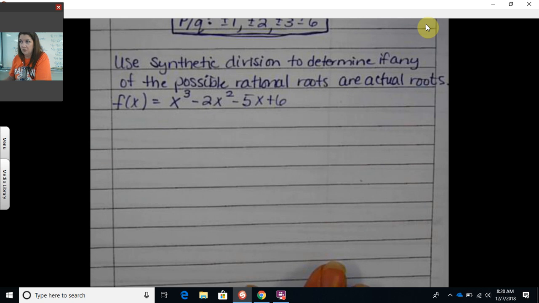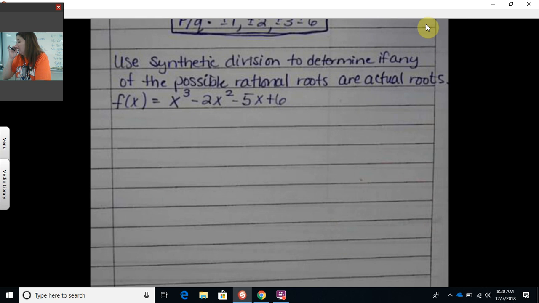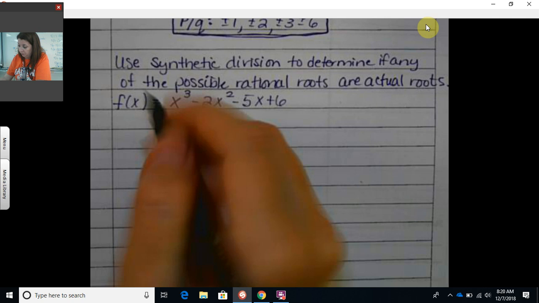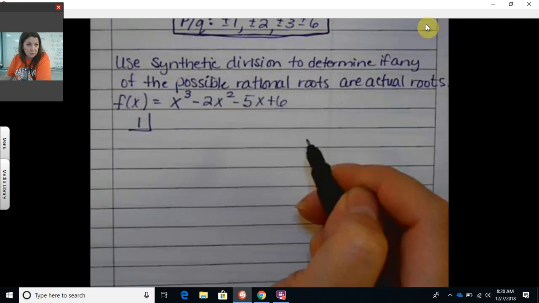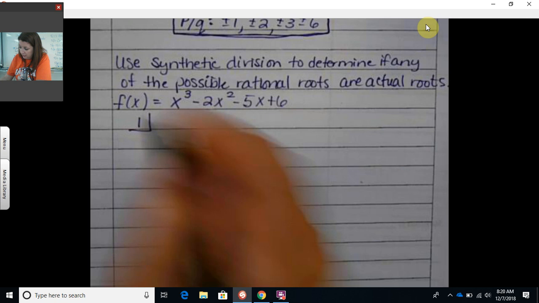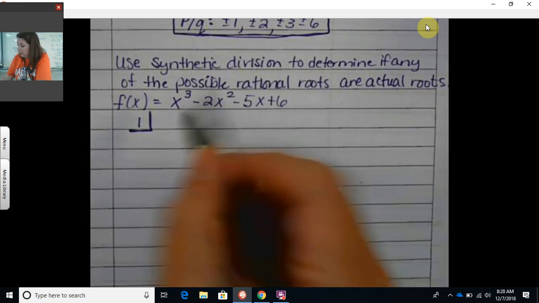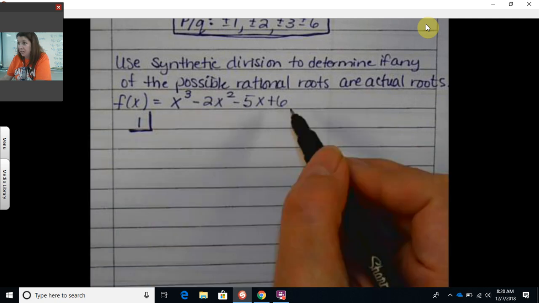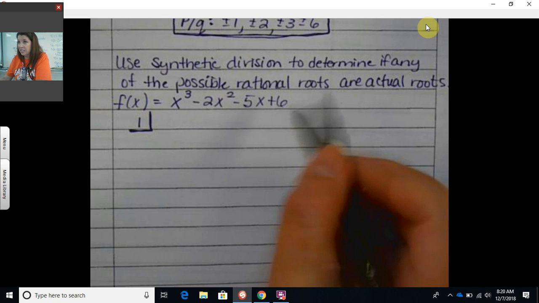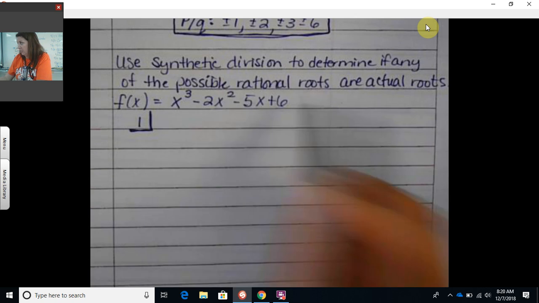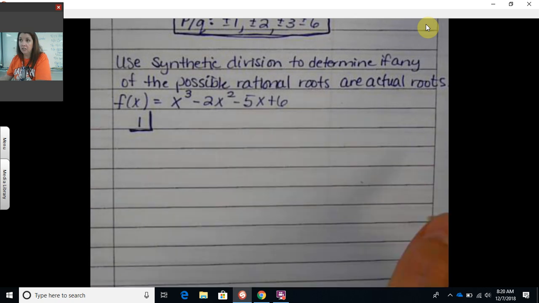So what you do is, if I want to know if 1 is a root, I put 1 behind a little house, or a little wall. So I want to know, is 1 a root? Then I look at my function, and first of all, make sure I'm not missing any degrees. If 3 is my highest, I should go 3, 2, 1, 0. A constant has 0 degrees, correct? So I'm not missing any, that's good. If I was, I would need to put in a placeholder just like I did with long division.